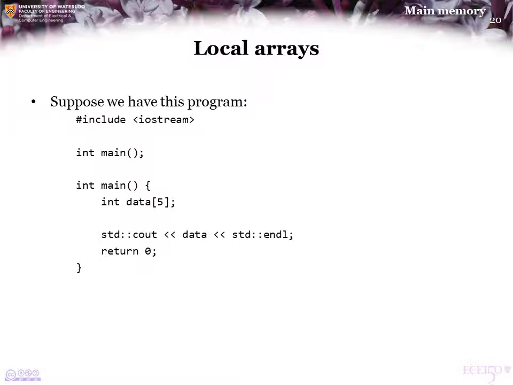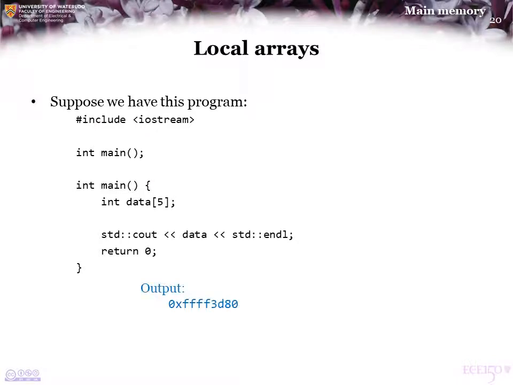Now, let's put the previous topic we discussed, which was arrays, in context with main memory. Here I have a program that has a single local variable called data. It's an array of capacity 5 storing an int. You know that an int occupies 4 bytes, and therefore 5 integers must occupy a total of 20 bytes.